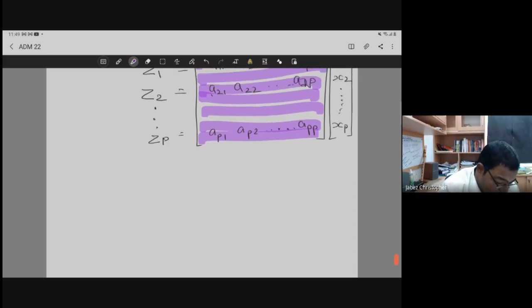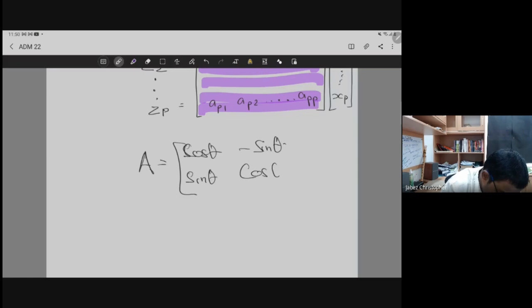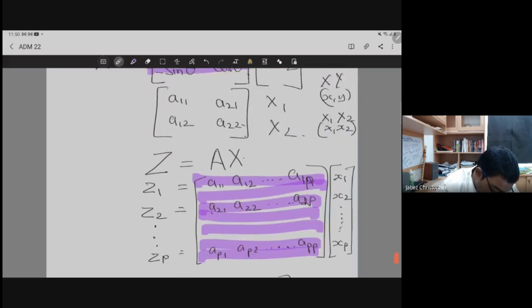So how do you prove that this is orthogonal? Now this is my transformation, right? Cos theta, right? So this is A1 and this is A2. Yes, am I right?